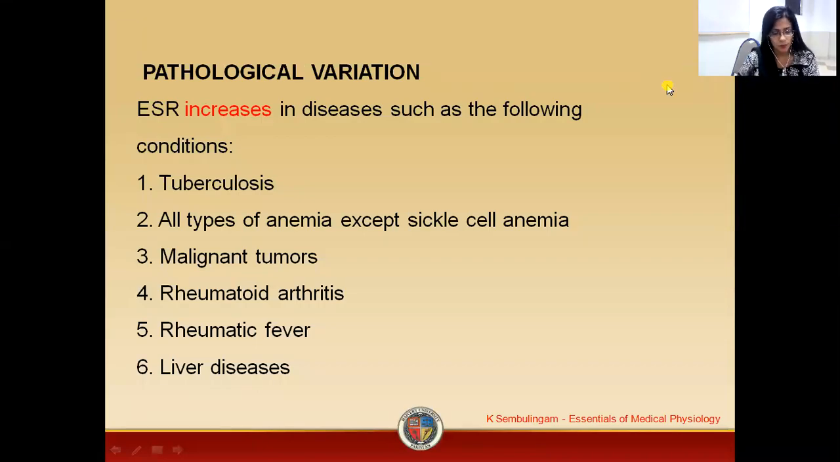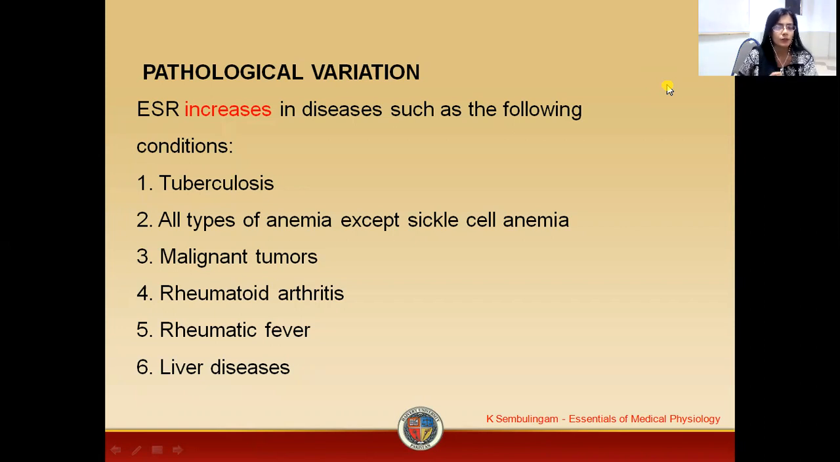Now students, in today's lecture, we are going to study the pathological variations in ESR, that is erythrocyte sedimentation rate, and the mechanism of ESR as well. So, what happens in ESR? What are the reasons for the changes in values of ESR?